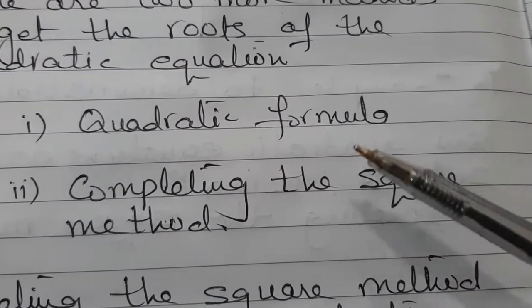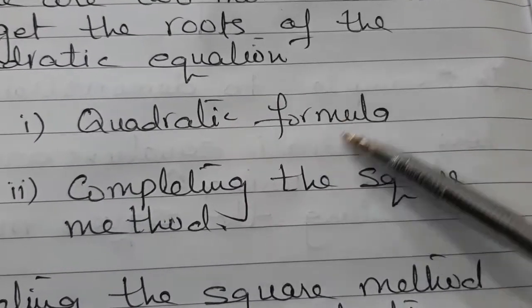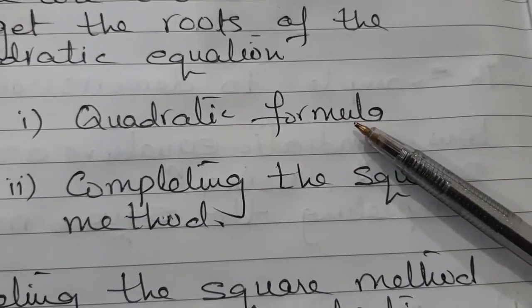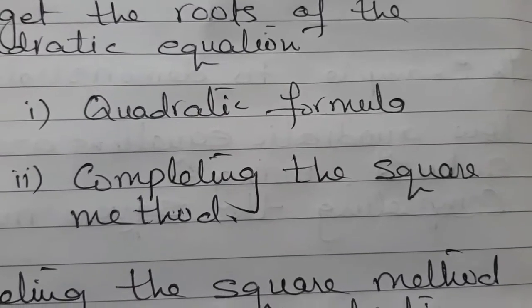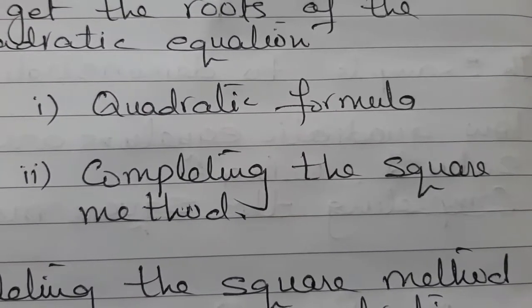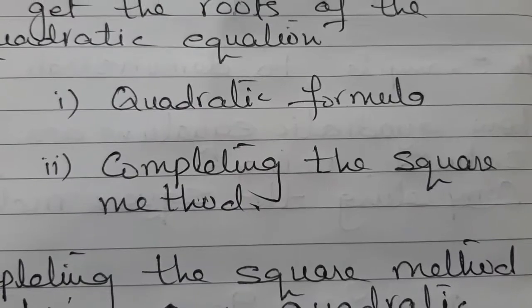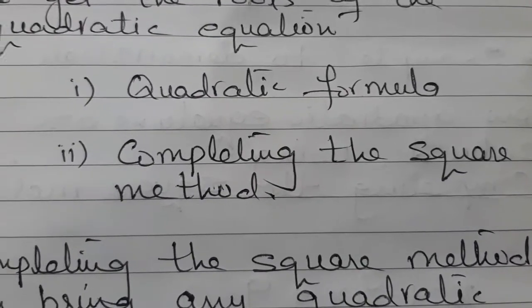The quadratic formula you all know, which is x equals minus b plus or minus root b squared minus 4ac, over 2a. In this video we will focus on the completing the square method.